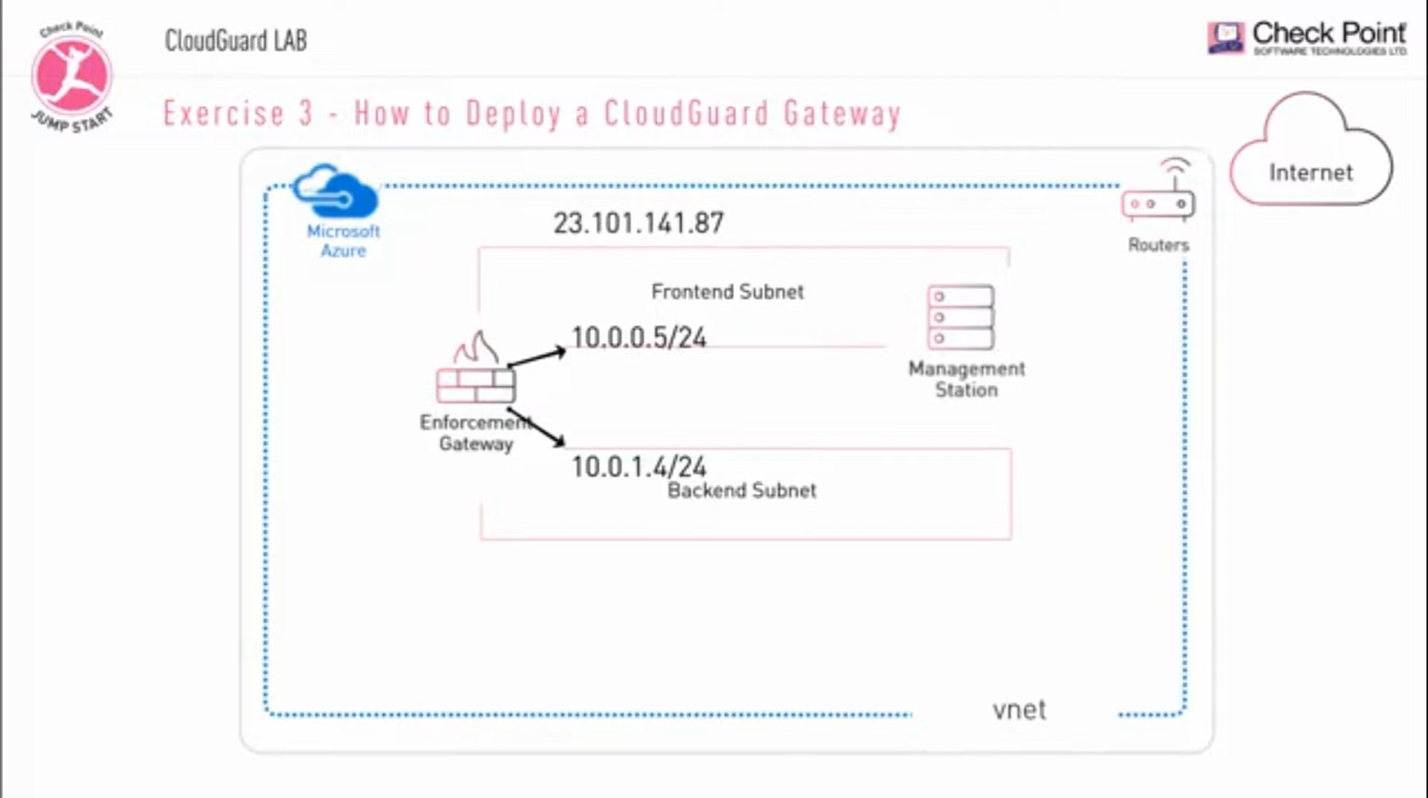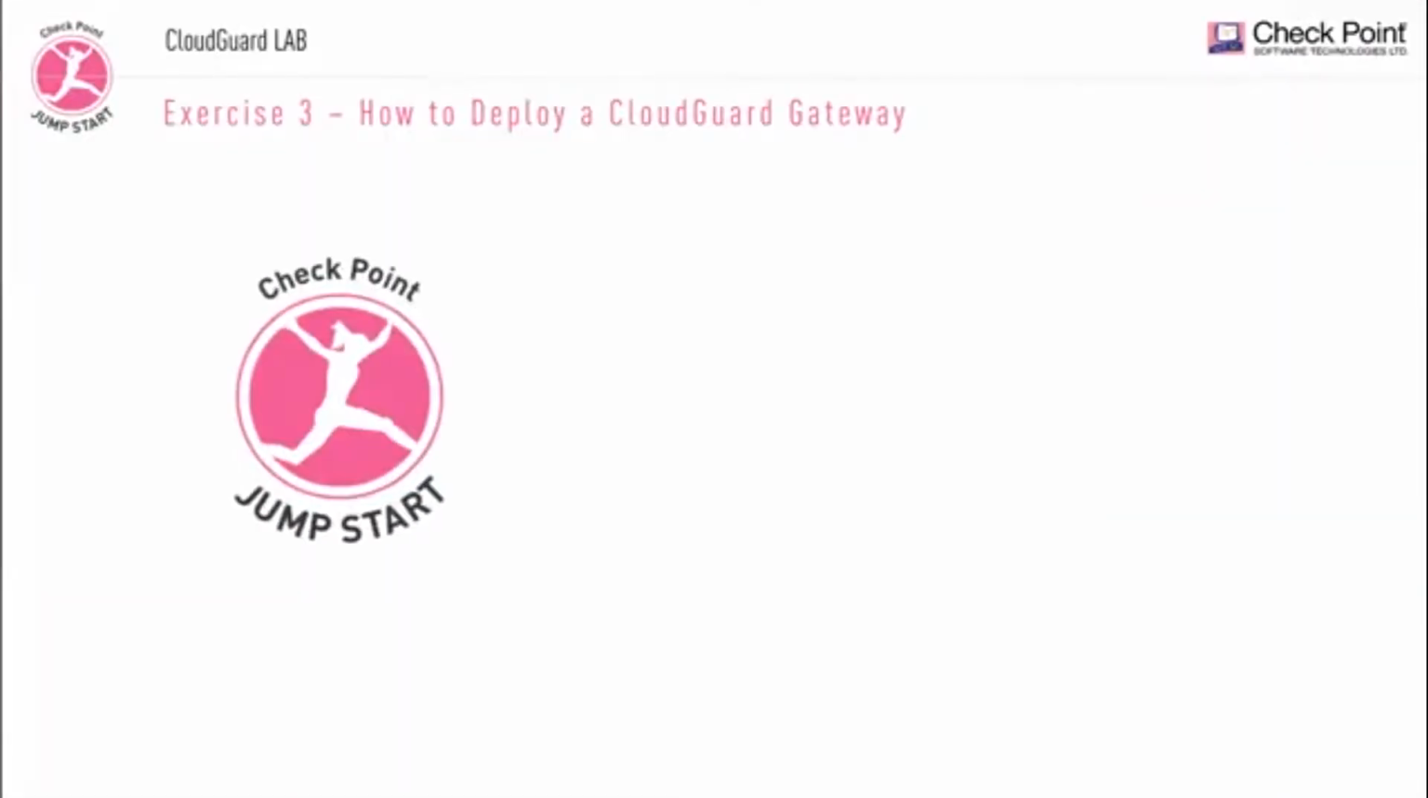The Azure software also provided us with a public IP address of 23.101.141.87. We then opened a Smart Console to the management station. We then established SIC between the management station and the gateway, and we pushed a simple any policy. That completes the end of Exercise 3. In the next exercise, we will deploy a web server. I'll see you there.